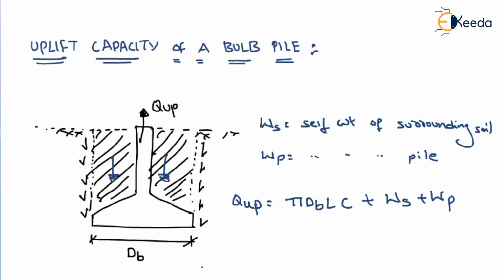So how do we find the weight of the surrounding soil? That will be equal to pi by 4, since it is in the form of a circular shape, pi by 4 into (D_B squared minus d squared), and then only we get the surrounding part, into gamma into L. By using this relation, we can get the weight of the surrounding soil. If we substitute here, then we will get the uplift capacity of a pile with an enlarged base. Okay, thank you.